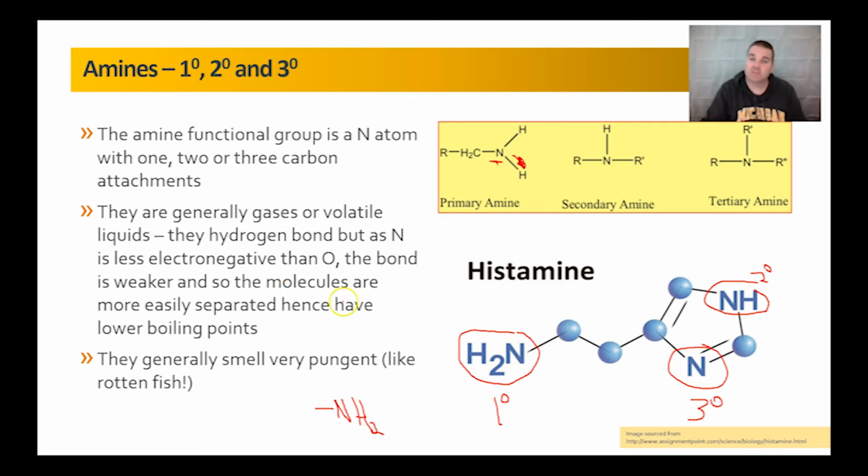Okay, solubility is pretty good for the first couple, and then as you increase the carbon chain length, as with any other homologous series, the solubility decreases.